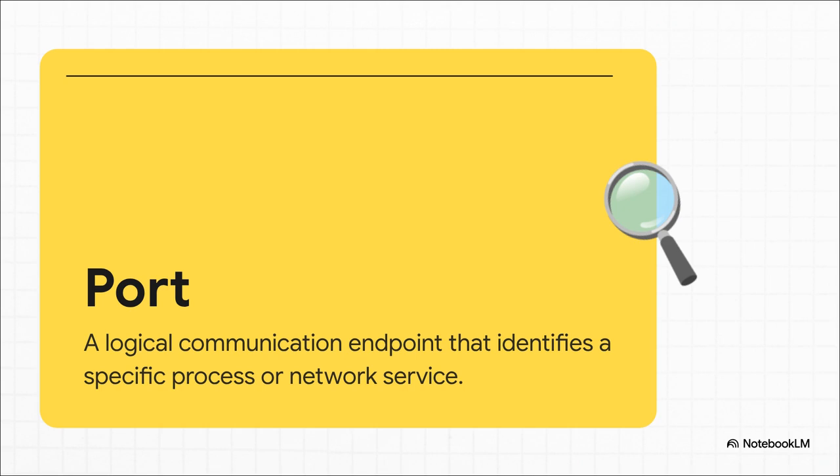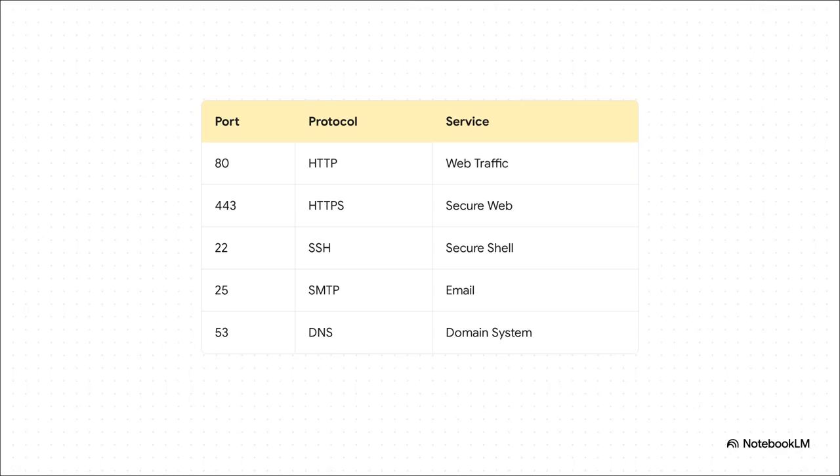So if the IP address gets the data to the correct building, the port number gets it to the right apartment. It's just a logical endpoint that tells the server which specific program, like a web server or an email service, is supposed to get this packet. This is why different services have standard, well-known port numbers that they're always listening on. So for example, web traffic usually heads for port 80 or the secure port 443, while an email service waits for data to show up on port 25. Our packet finds its port and delivers its message.